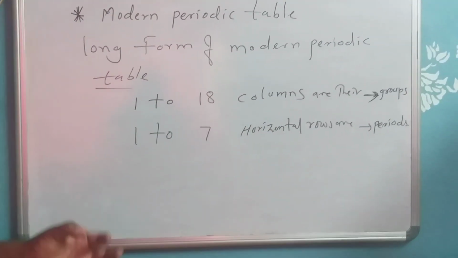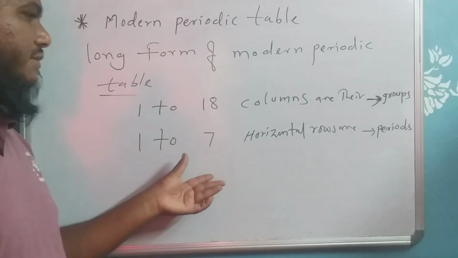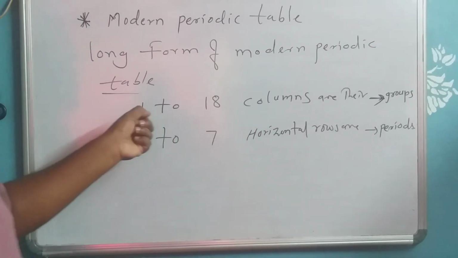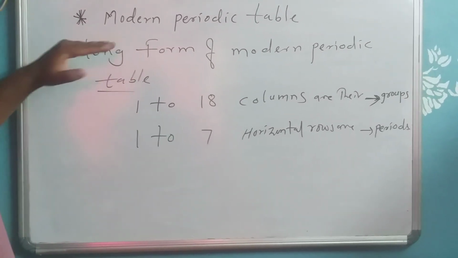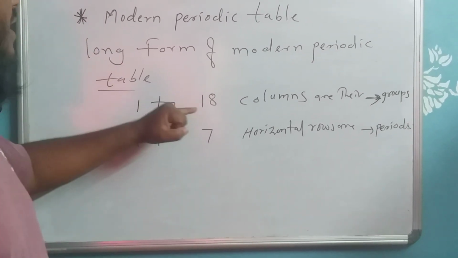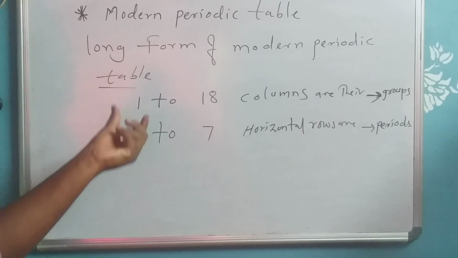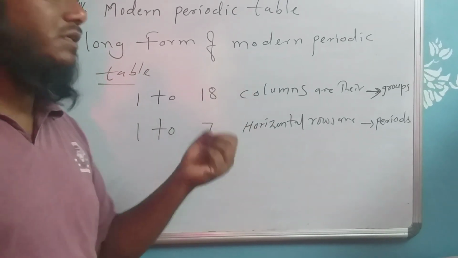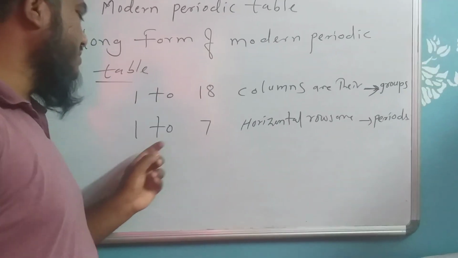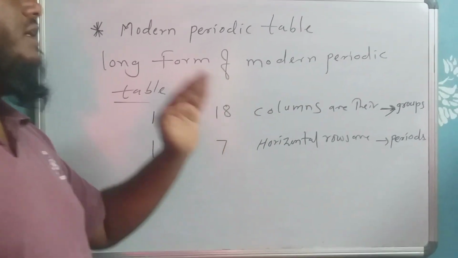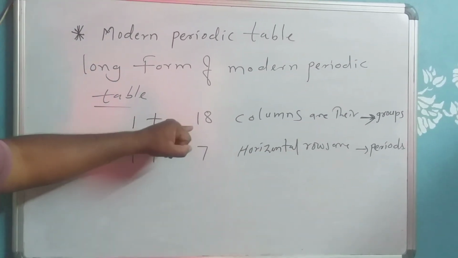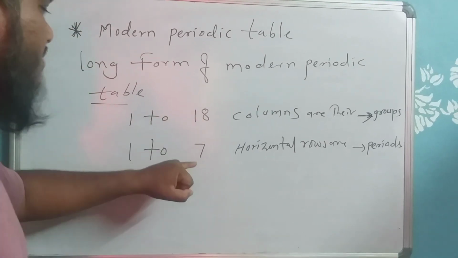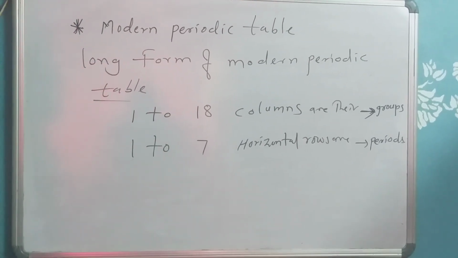Keep in mind, in Mendeleev's periodic table 1 to 8 groups were there. In the long form of periodic table 1 to 18 groups are there. 1 to 18 means 18 vertical columns, and 1 to 7 means 7 horizontal rows. These horizontal rows are also called periods. So there are 18 columns, 18 groups and 7 periods in the modern periodic table.